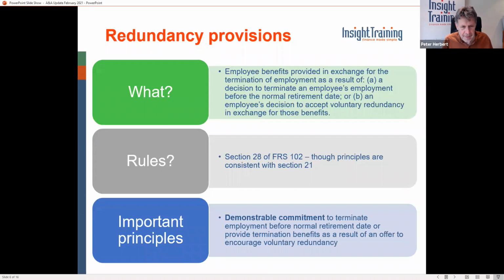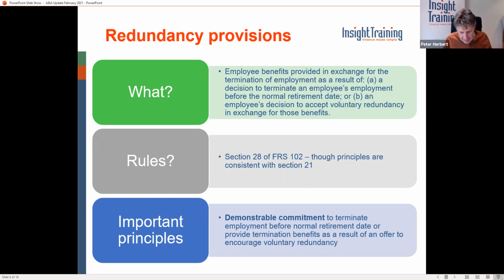So redundancy provisions: employee benefits provided in exchange for the termination of employment as a result of a decision to terminate employment before the normal retirement date, or an employee's decision to accept voluntary redundancy in exchange for those benefits. So that's what we mean by a redundancy provision.